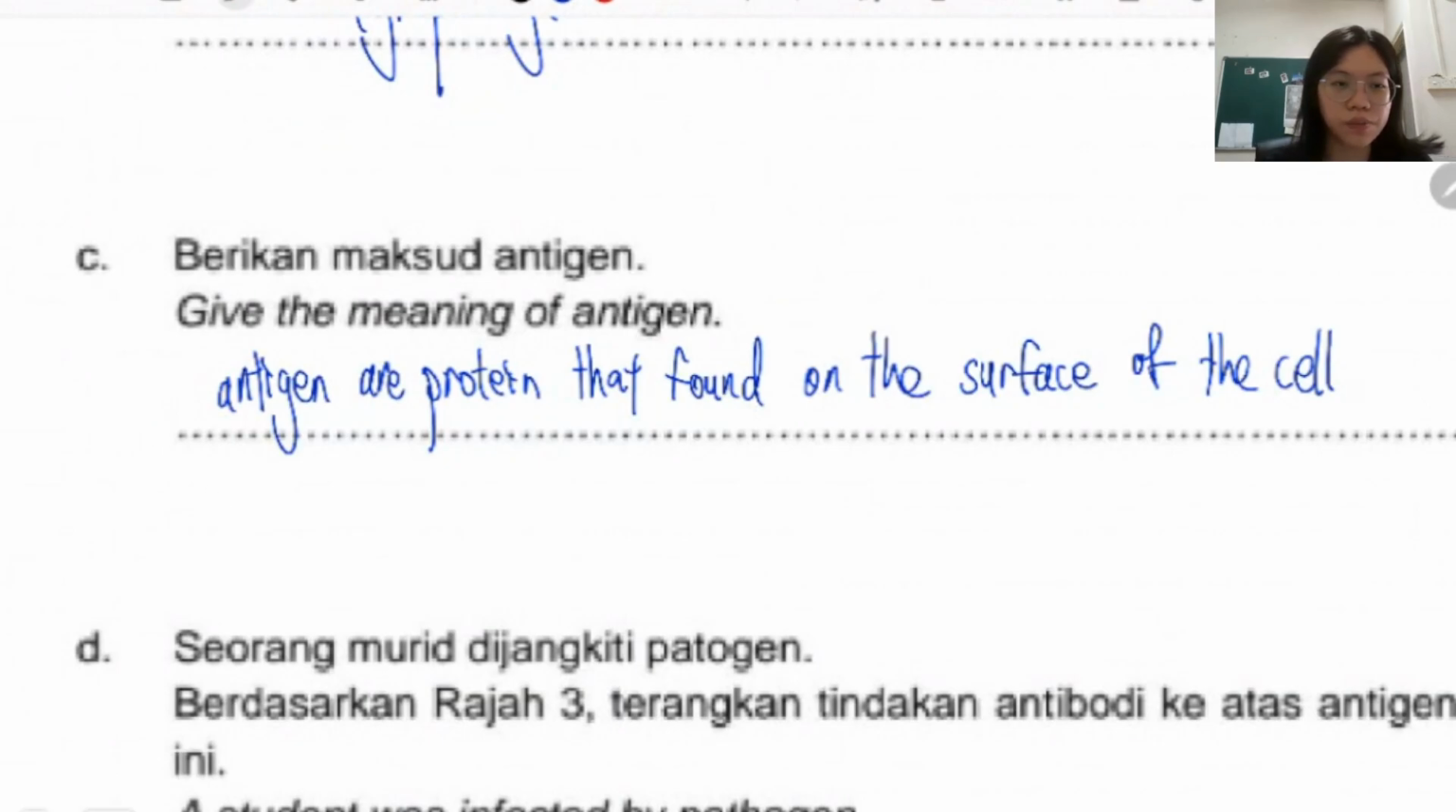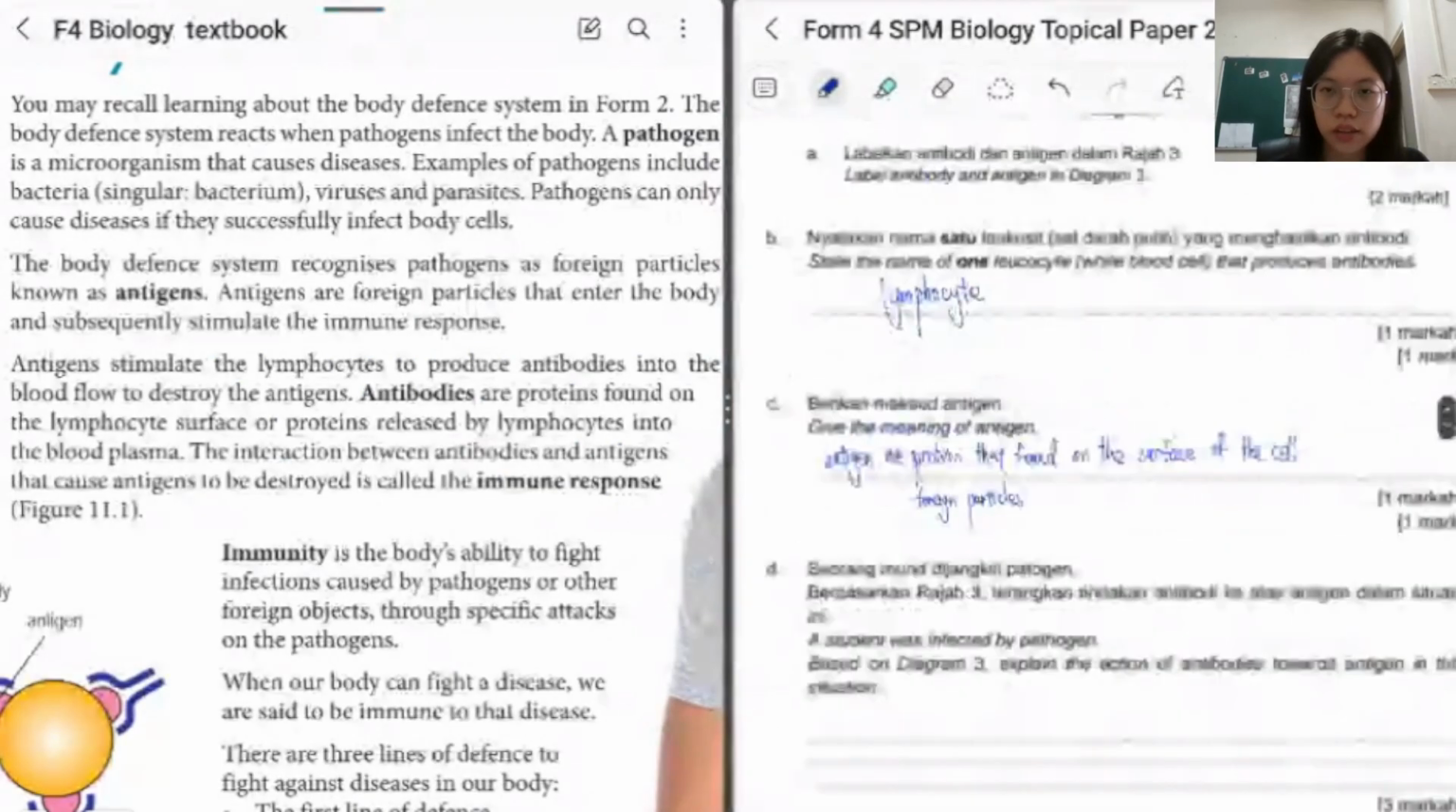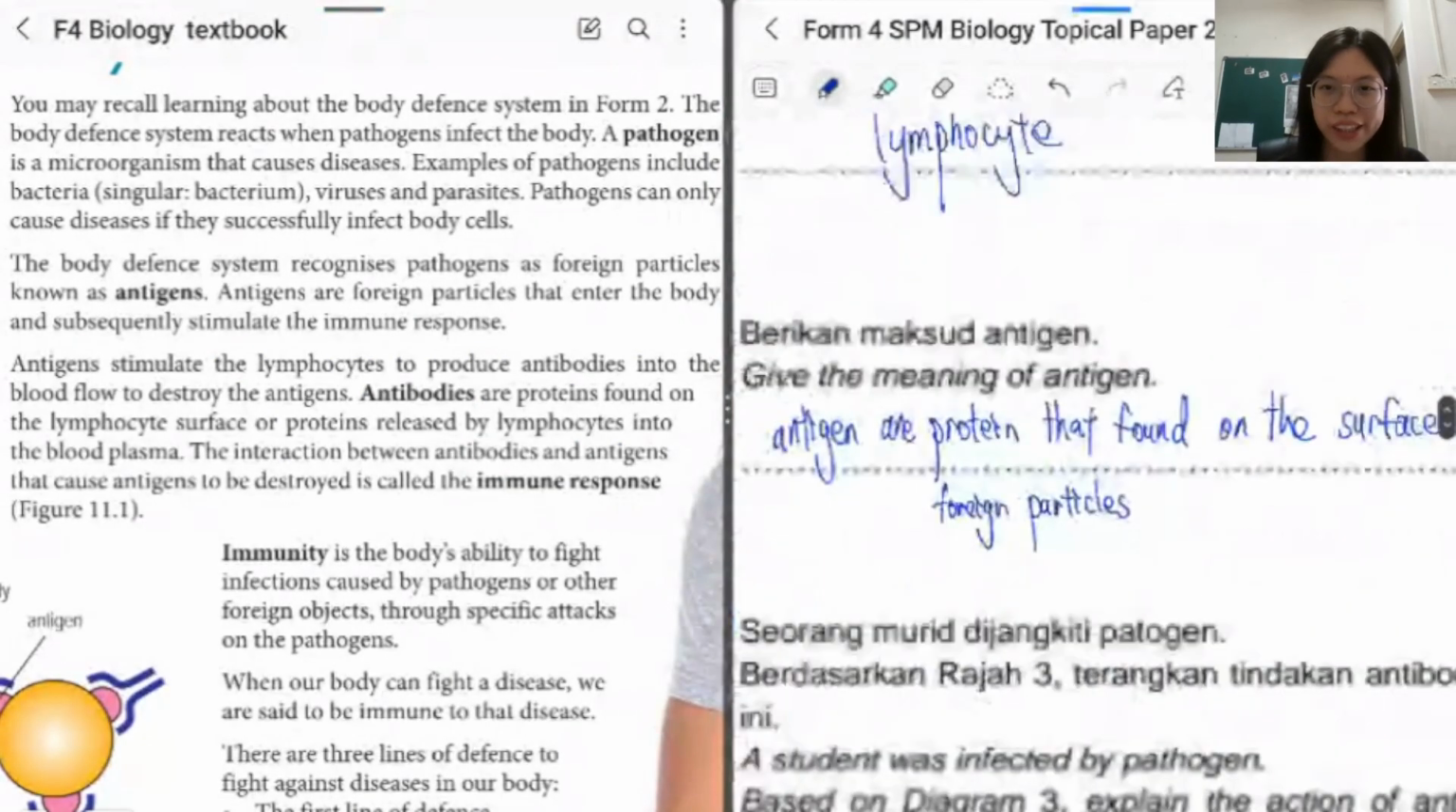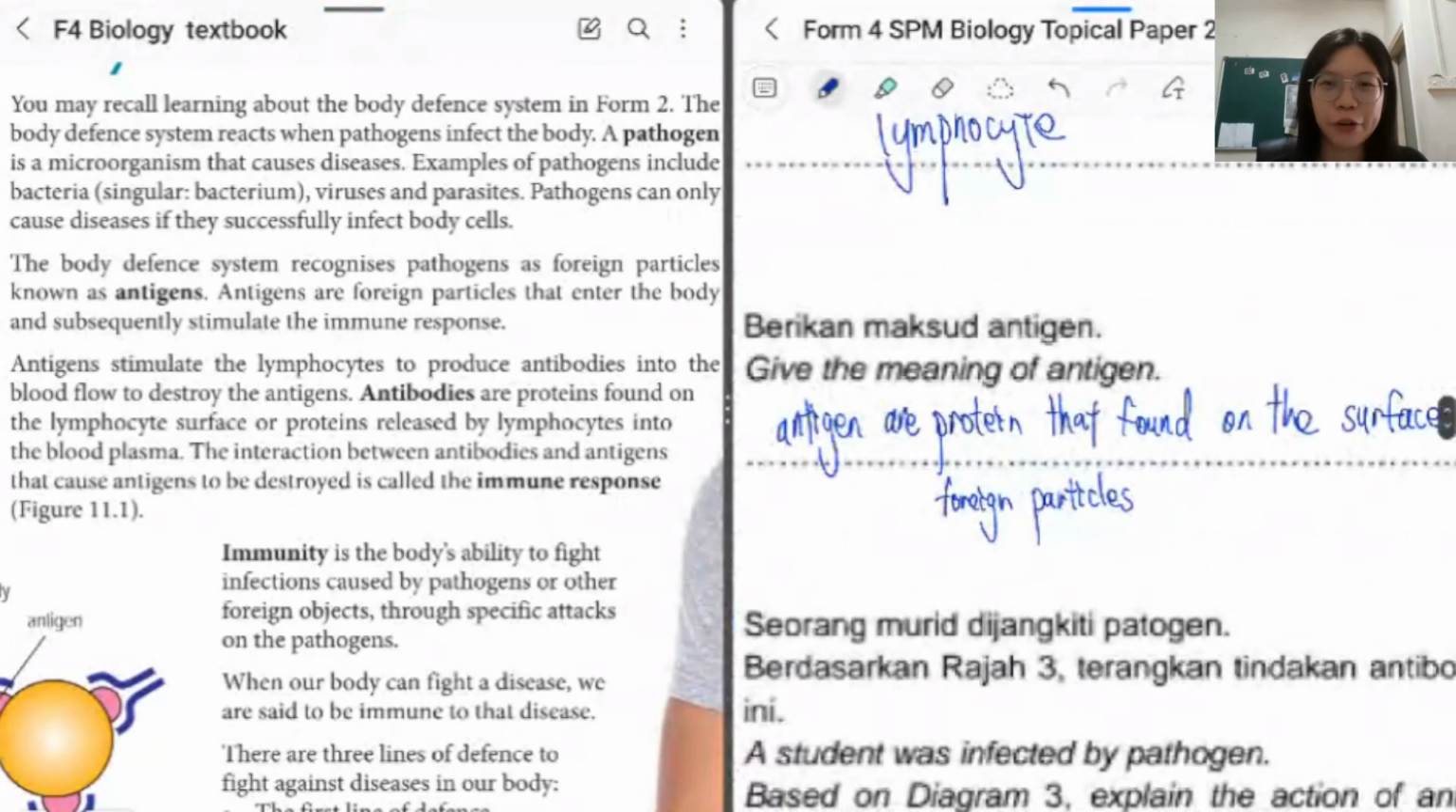It will actually stimulate the immune response, because it is a foreign particle that enters the body. So antigens are foreign particles. Take a look at the textbook. It is a foreign particle that enters the body and stimulates the immune response.